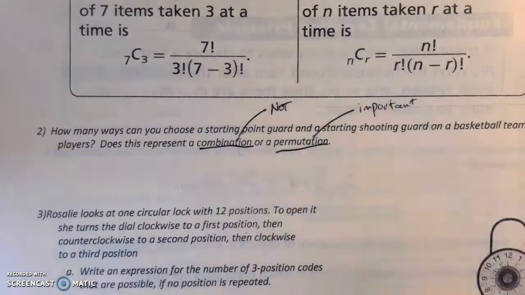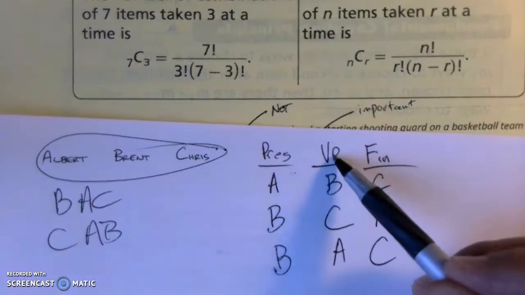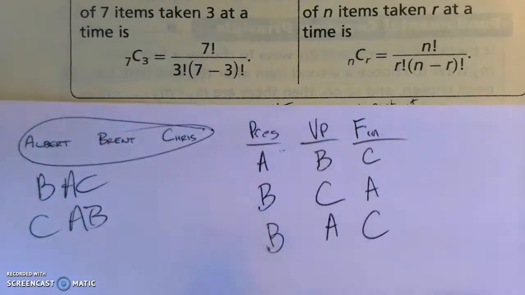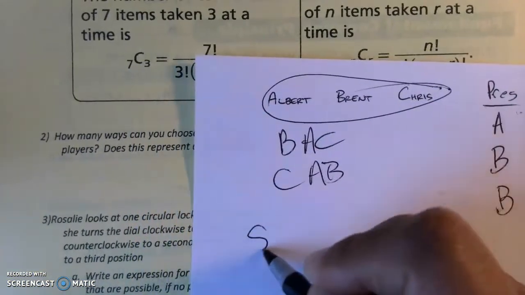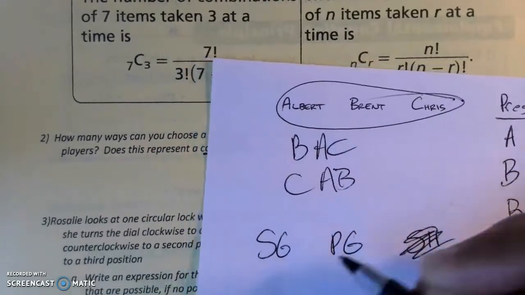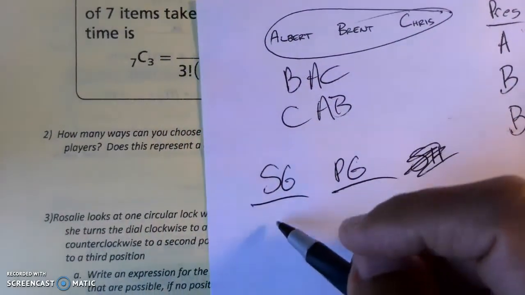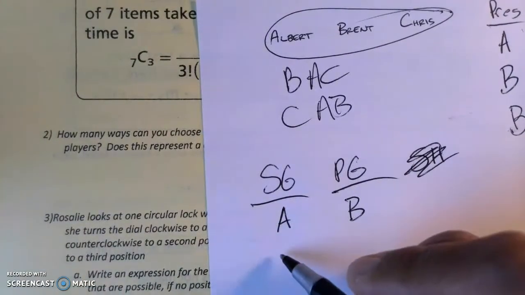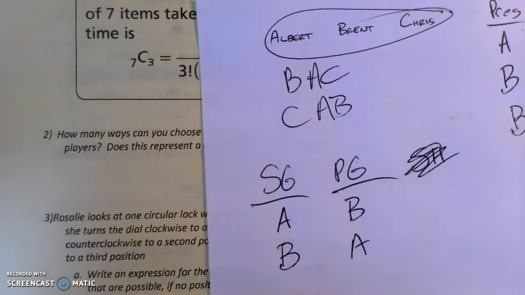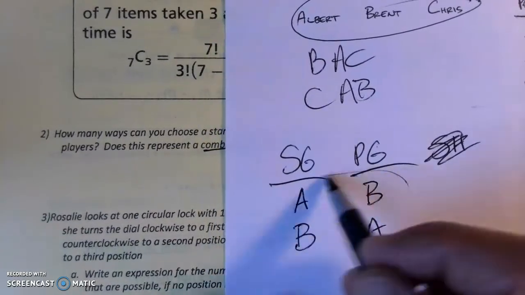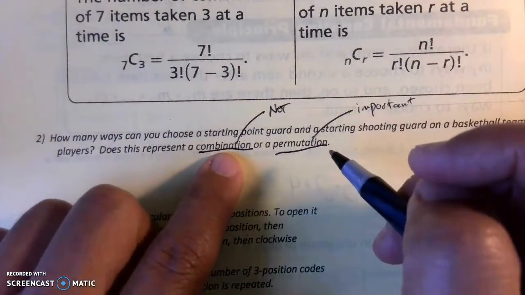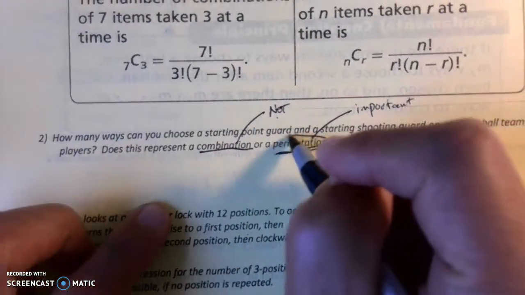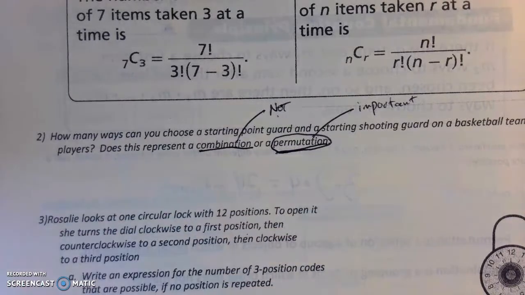And like the previous example, when I said somebody's going to be the president, somebody's going to be the vice president, somebody's going to be the finance guy. Well, now in this one, somebody's going to be the shooting guard and the point guard. And so order is important, because AB is not going to be the same as BA, because somebody's playing the shooting guard, somebody's playing the point guard. And not only are there only 2 people in this example, there's actually 7 people to choose from. So first of all, is it combination, where order is not important, or permutation, where order is important? It's permutation. And then from there, they're going to ask, okay, well, how many different ways can I set this up with a group of 7?